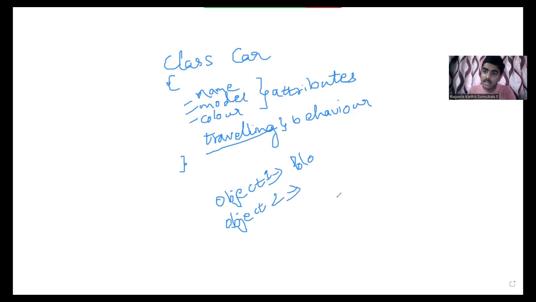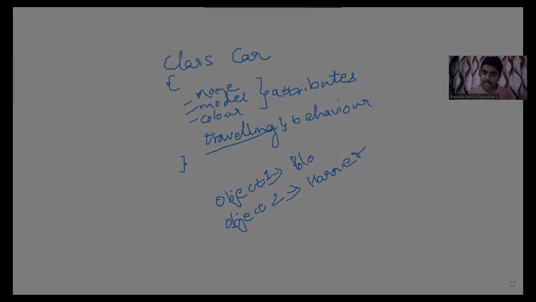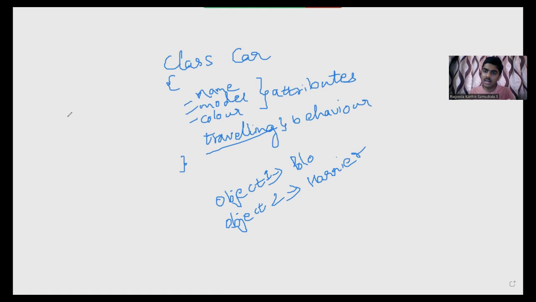You have another car. Say you have Harrier, that Harrier car of Tata Motors is there, right? So that is object 2. So model name, company name is Tata, model name is Harrier, and color whatever the color might be. So the attributes are specific to each object, but the behavior is same for both the objects.